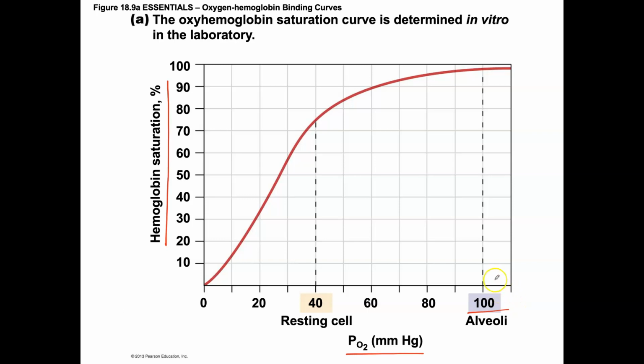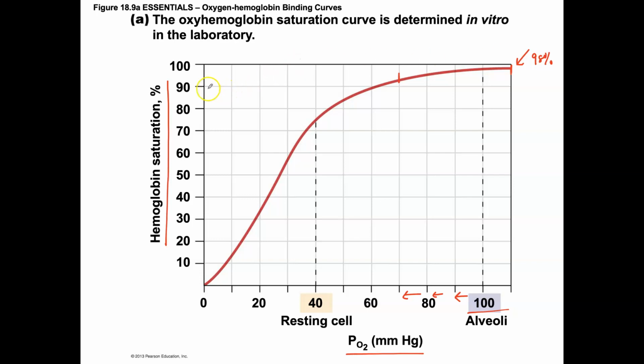So at a partial pressure of oxygen of 100, you'll notice that we're way up here at 98% saturation. What's interesting, though, about this curve is that it's not linear. We have a dissociation curve that is sigmoidal in shape. That means that even as the partial pressure declines, so even as we go down to 90, 80, 70, we're still seeing high saturation of hemoglobin with oxygen.